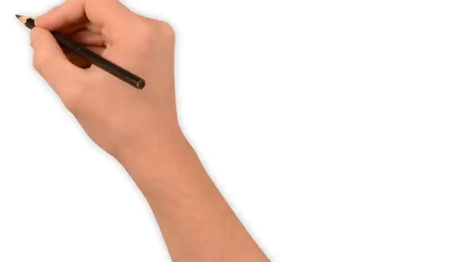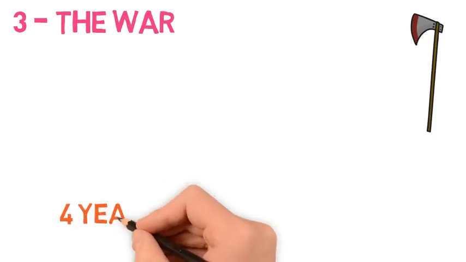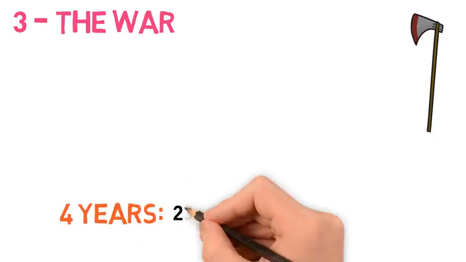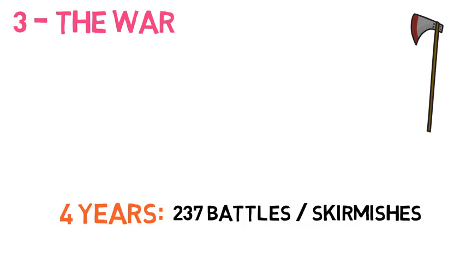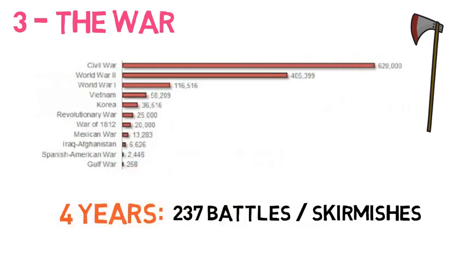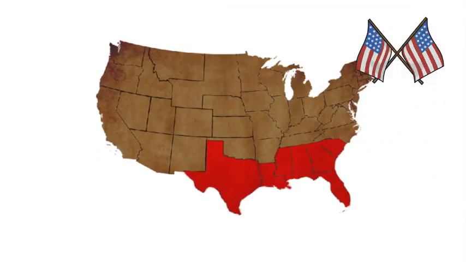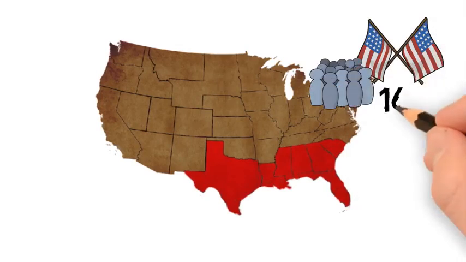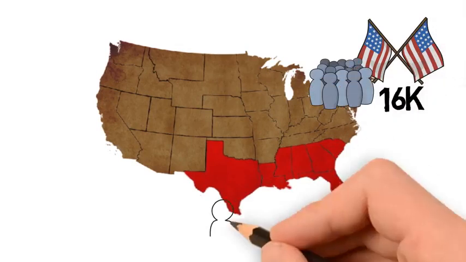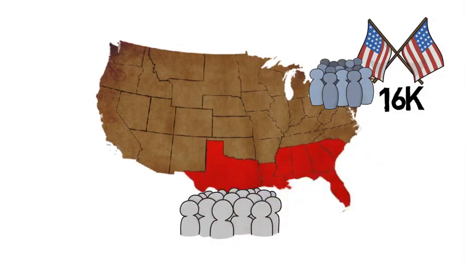So, on to the third topic, the war itself. The American Civil War is one of the bloodiest civil wars history has ever seen. In only 4 years, there were 237 battles, with high numbers of casualties. When the first 7 states seceded, the US had a very small army of only about 16,000 men. The Confederacy decided to form a new army of 100,000, and so the Union responded equally.